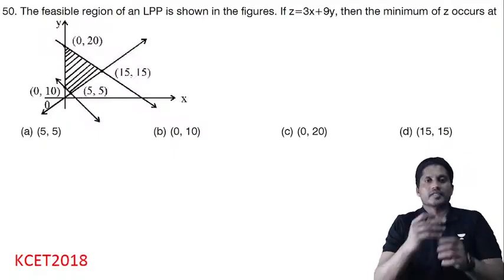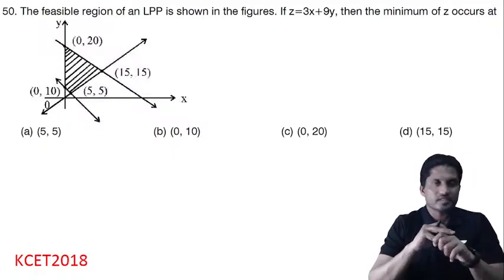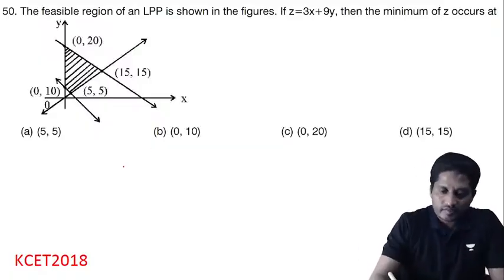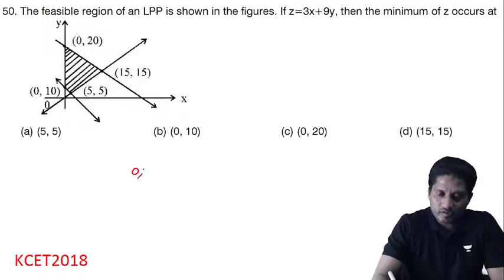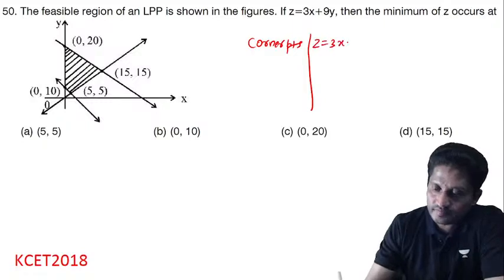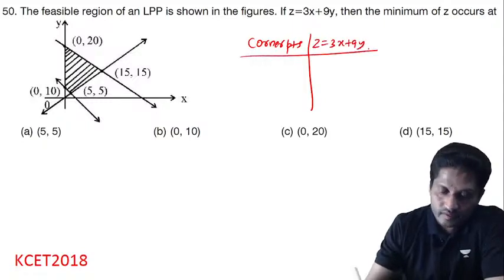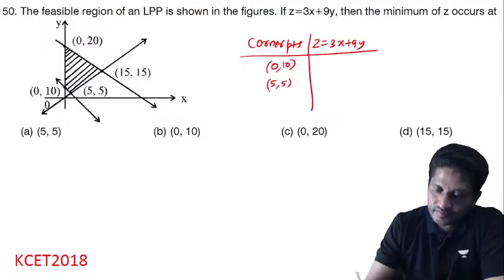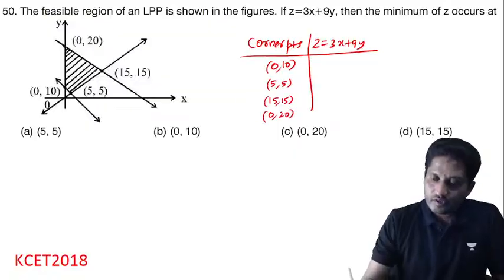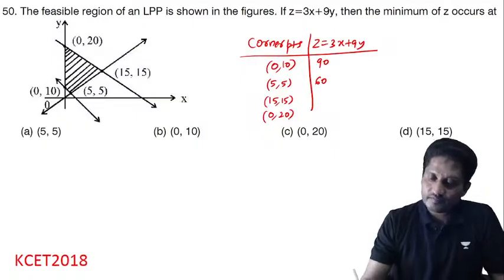Okay, now the feasible region of an LP is in the figure, z is equal to 3x plus 9y, then the minimum of z occurs at. So these are the corner points, right? The corner points are 0 comma 10, 5 comma 5, 15 comma 15, and 0 comma 20. At 0 comma 10, if I substitute, this is 15 plus 45, which is 60.